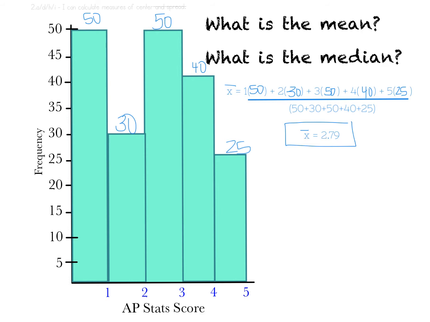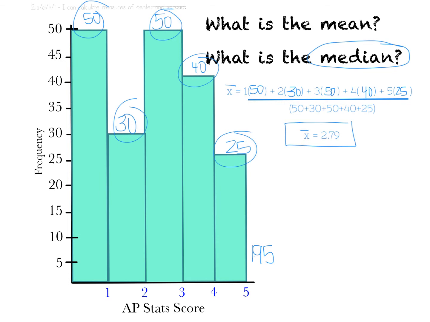So now I want you to think about what would the median be. And keep in mind the median is the middle number. So half of my data points are below and half of my data points are above. So to calculate that, I need to think about, well, how many data points do I have? If I have 50, 30, 50, 40, and 25, that's the number of people that took the test. So I want to find the middle of those numbers. So let's see how many people took the test. So 195 people took the test.